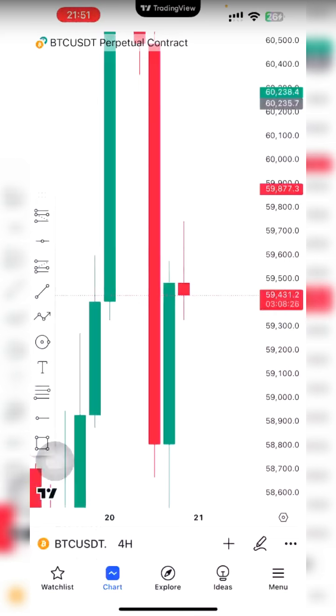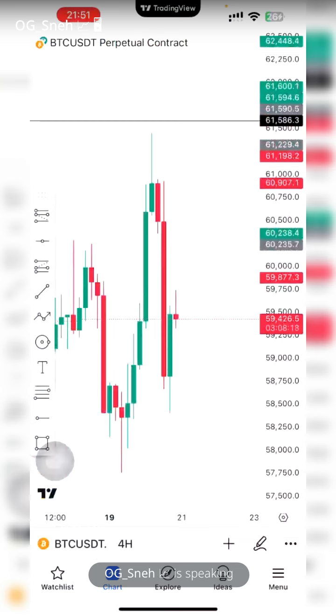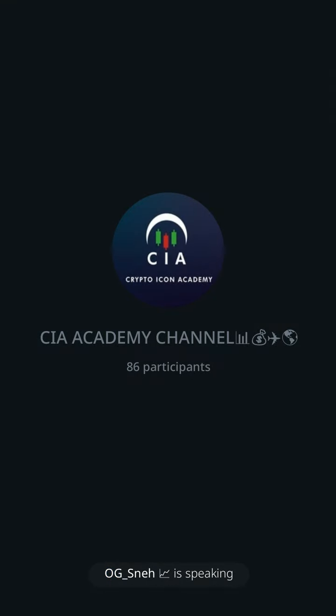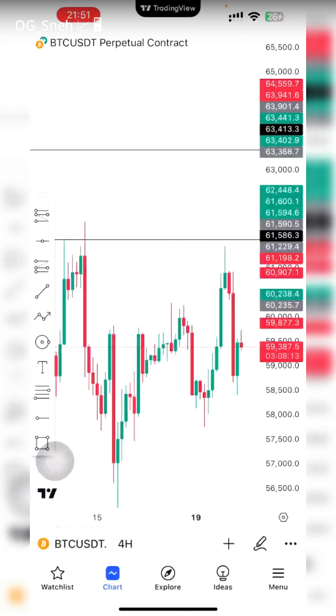This TradingView, is it free? Can we download freely? Yes, it's free, of course. There is a paid one, but you don't need the paid one. You don't need it at all. I've been trading for years now, and I'm not using the paid one. Do you understand? You can use it, it is free. Once you download it, sign up.